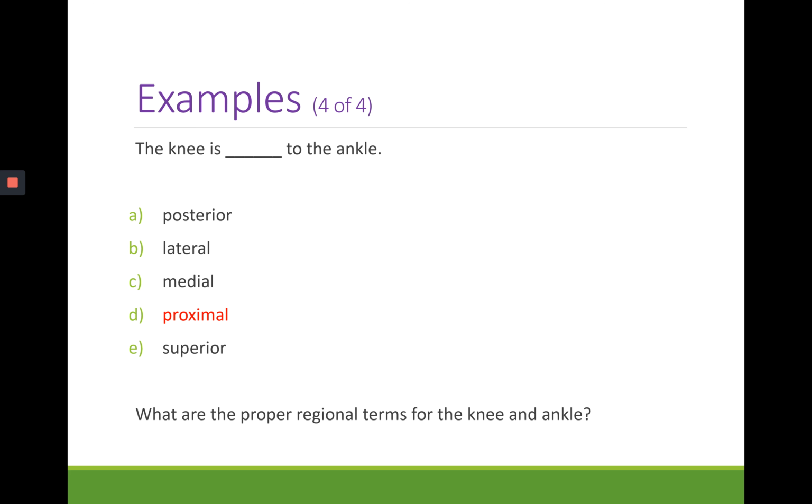The knee is patella. You said that. You got it correct. And the ankle, that's tarsal. You said that. You got that correct.